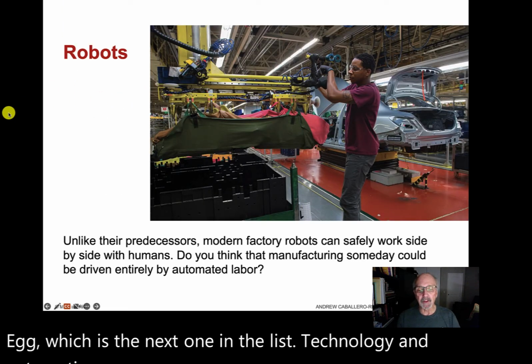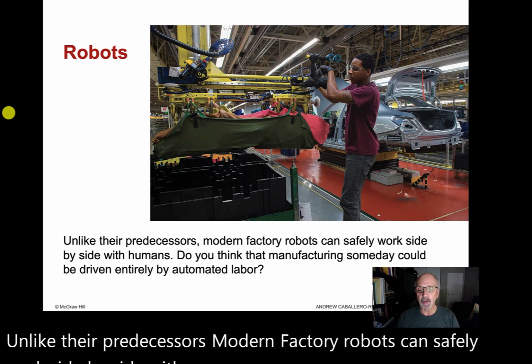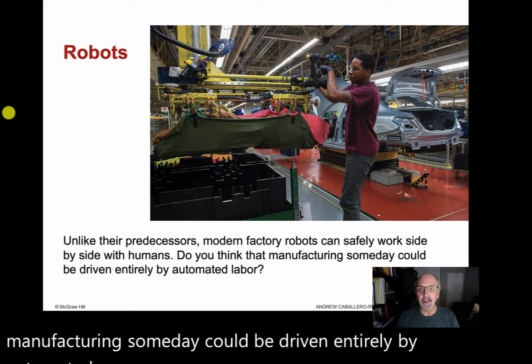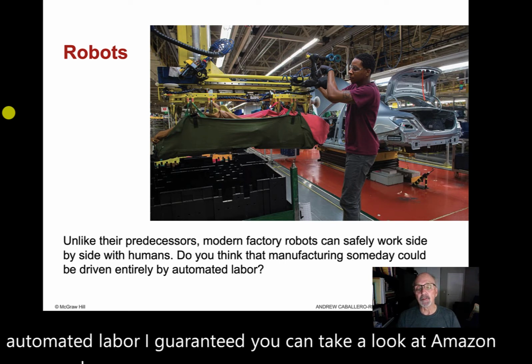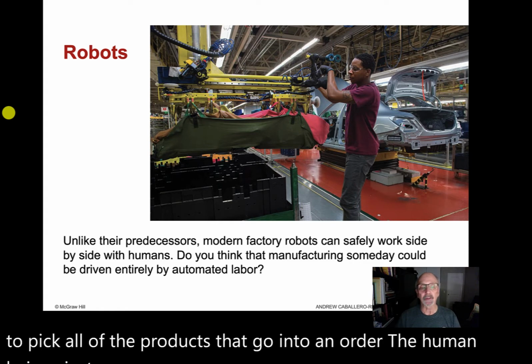Unlike their predecessors, modern factory robots can safely work side by side with humans. Do you think that manufacturing someday could be driven entirely by automated labor? Guaranteed. You can take a look at Amazon as a good example. Amazon fulfillment centers now use robots to pick all of the products that go into an order. The human beings just pack them up in the box.